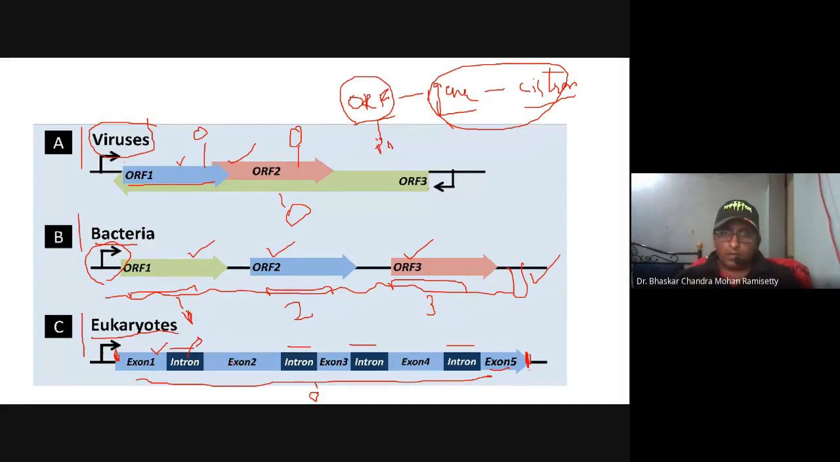So what is the next step upon transcription? The transcription will produce what is it called? If you can remember, it's called a pre-mRNA. The pre-mRNA is then spliced, or the pre-mRNA is processed.